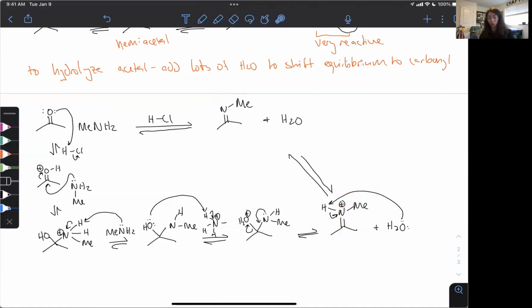And I want you all to be really thinking about the fact that we are aiming for neutral products in these reversible reactions. So once we get to here, we're not going to have another amine come and attack. So we don't see acetal formation with nitrogen when we're adding amines, because we can still retain that double bond, because we can just deprotonate that nitrogen.